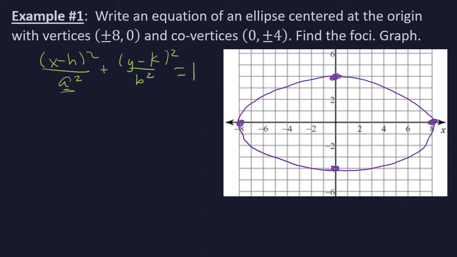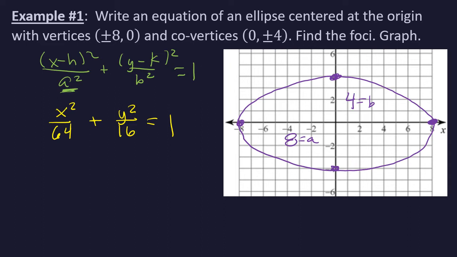I put the a underneath my x because my x-axis is definitely longer than my y-axis. So looking at my picture, the length of this is 8 and the length of this is 4. So 8 is going to be my a value and 4 is going to be my b value. I am centered at the origin, so this is going to give me x squared plus y squared. I always do my numerators first, and then my denominators: x squared is going to be over 8 squared, which is 64, and y squared is going to be over 16.